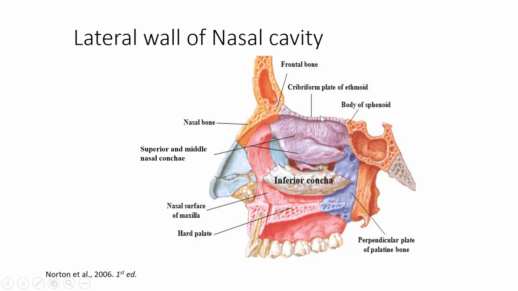If there is dry air entering here, it will get humidified. Then if this air is cold, it will be warmed here because of the body temperature and the mucosa that is covering these bone structures. The dust particles in air will be filtered by the cilia, and the bacteria as well is filtered out.